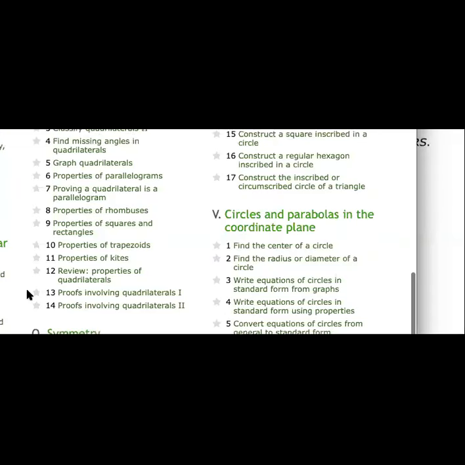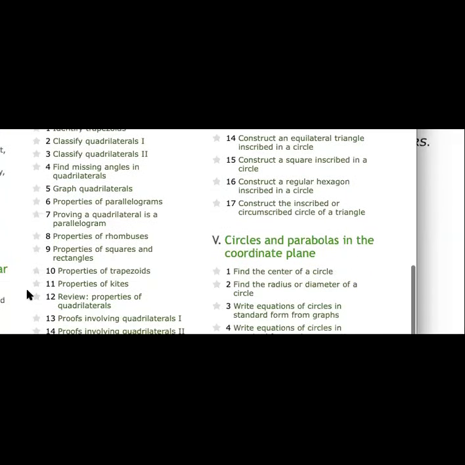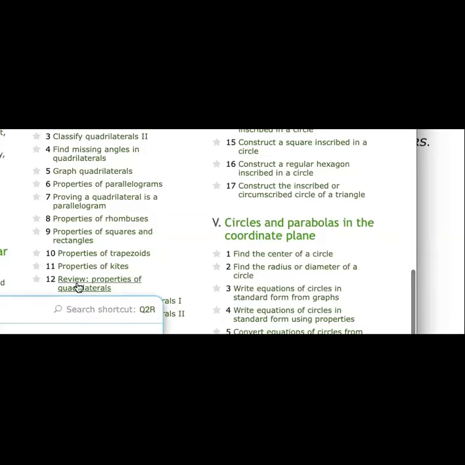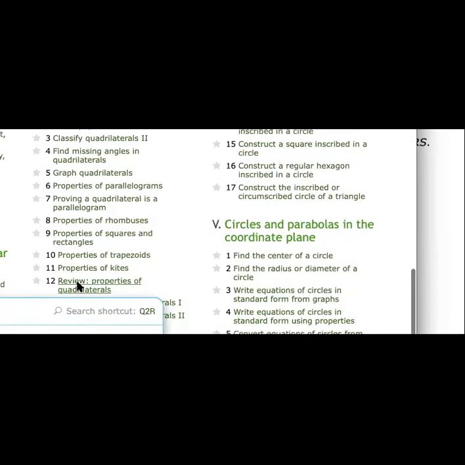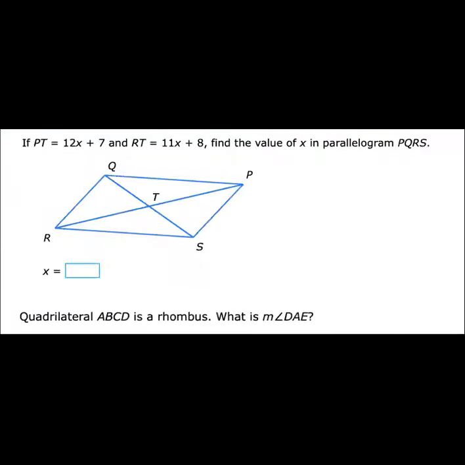All right, this next section we're looking at is going to be quadrilaterals, review properties of quadrilaterals. So it's going to be N12 right here. Okay, so I wrote some examples for you. All right, so let's take a look at the first one.